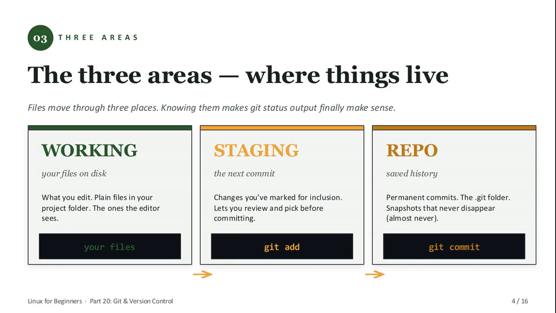Now, before you can commit anything, you need to understand where your files actually live in Git's mental model. There are three areas. The working directory is just your files on disk, what your editor sees. The staging area is a holding pen for changes you've marked as ready using git add. And the repository, that hidden .git folder, is where commits get permanently recorded with git commit. Files flow left to right: edit, stage, commit. Once you internalize this, the output of git status stops being cryptic and starts telling you a story.